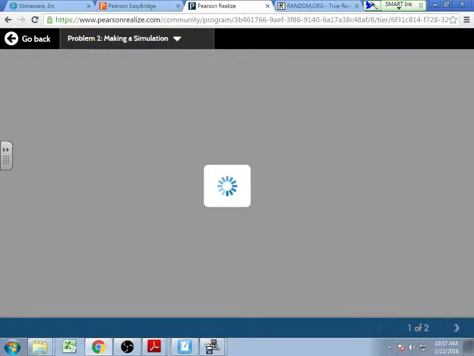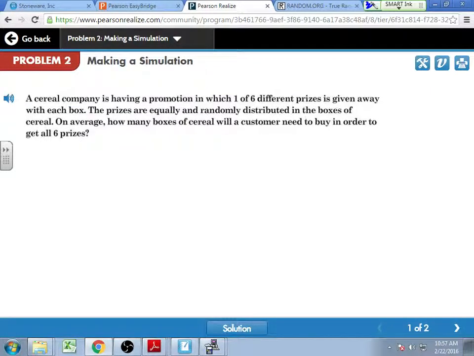Alright, so we move on to problem 2 here. Again, the first one is solved out for you.